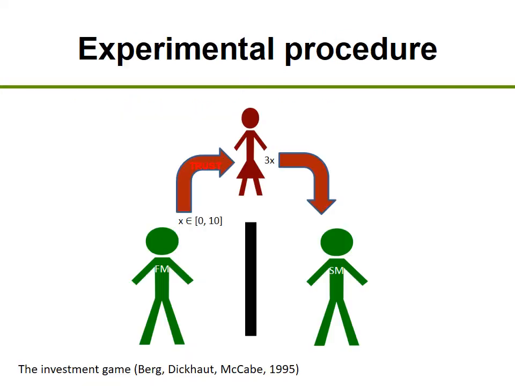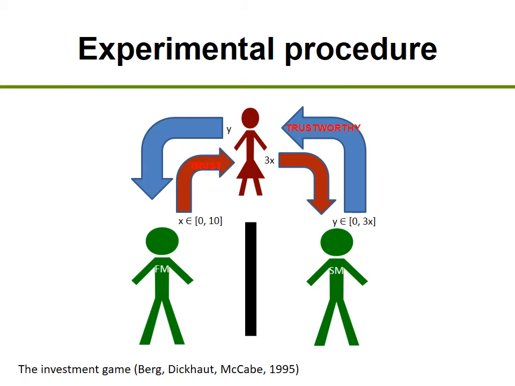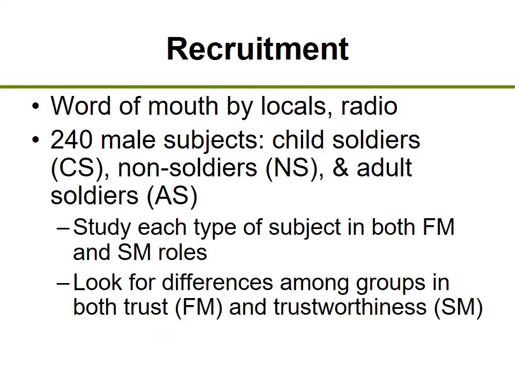So I went and I played the investment game with 200. So this game that you guys just played, exactly the way you guys just played it, except with Liberian dollars instead of American money. And I did this with 240 male subjects, some of them child soldiers, some of them adult soldiers, so they did fight but not under the age of 18, and some of them who didn't fight at all, right? And I studied them. I put some as first movers and some as second movers so that I could look at differences in both trust and trustworthiness among these three groups.